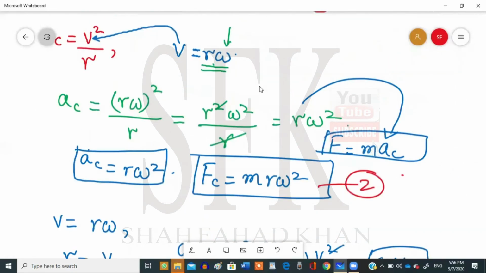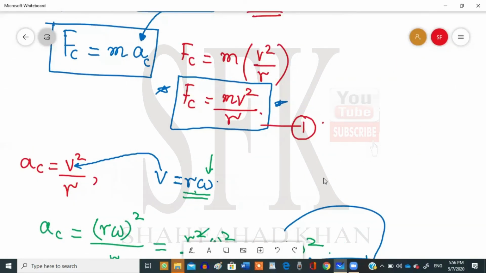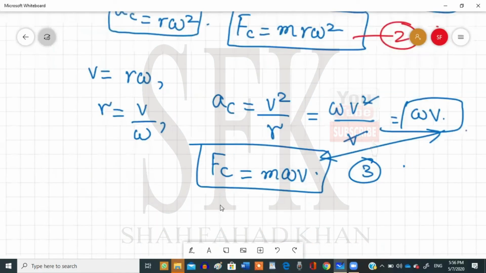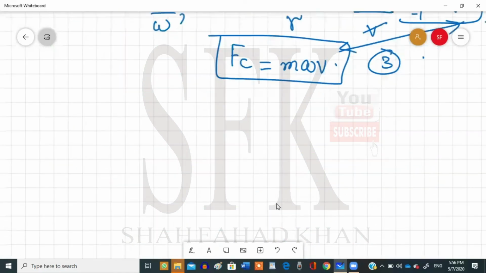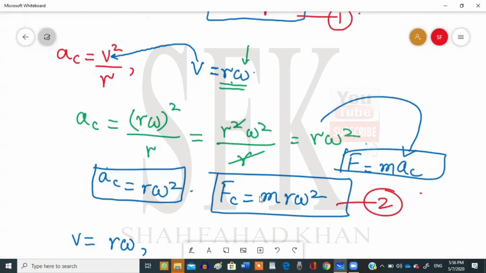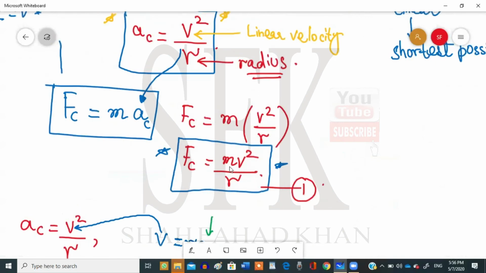So we've got the three formulas for centripetal force: mv squared upon r, m r omega squared, and m omega v. When the examiner gives you the angular velocity, the radius and the mass and asks you to calculate the centripetal force, this is the formula that you are going to use. Or if the linear velocity is given and the radius is given, then this is the formula that you are going to use.